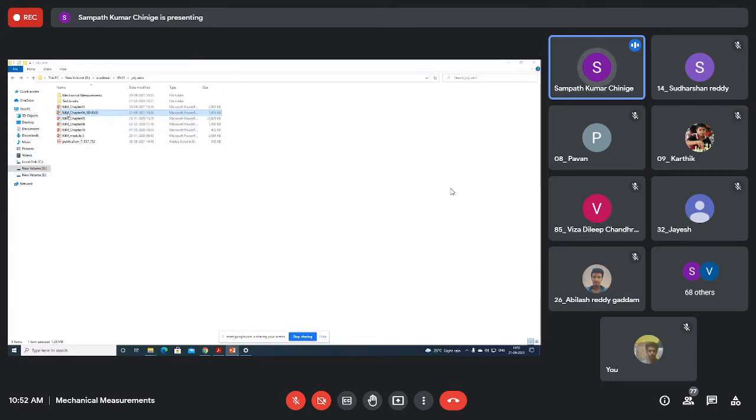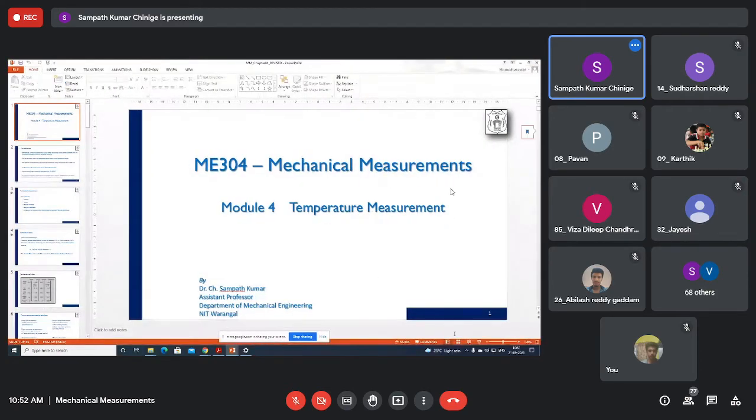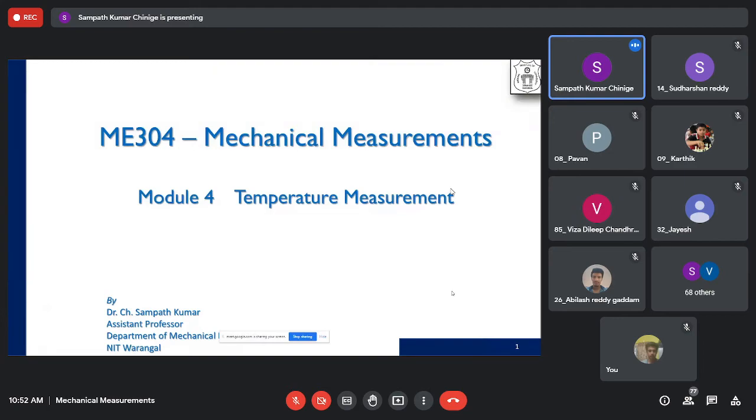Basically, we'll find out temperature measurement. The fourth module. With this, we have finished the third module. Now we are moving towards the fourth module, which is temperature measurement, which is very important for mechanical engineers. We have a broad classification of thermal engineering. If you are a thermal engineer, then temperature measurement is one of the basic things that you should know.